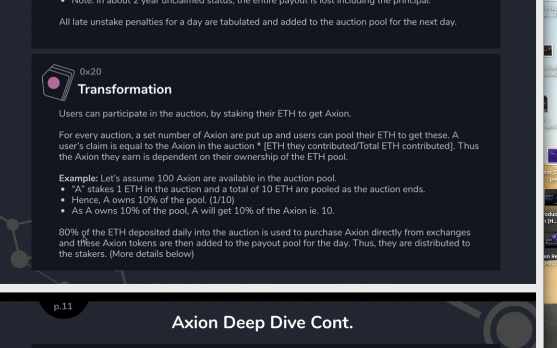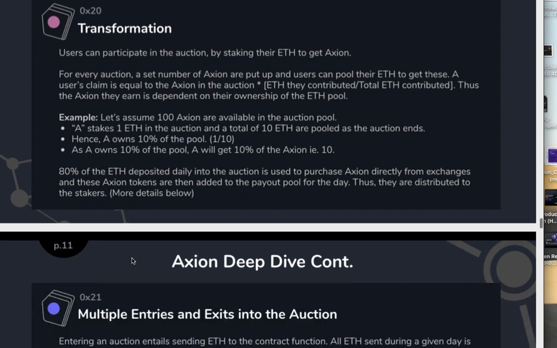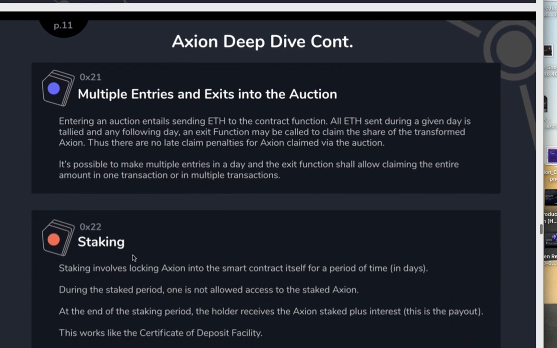Alright? So 80% of the Ethereum deposited daily into the auction is used to purchase Axion directly from the exchanges, and these Axion tokens are then added to the payout pool for the day. Thus they are distributed to the stakers, which is a great feature.